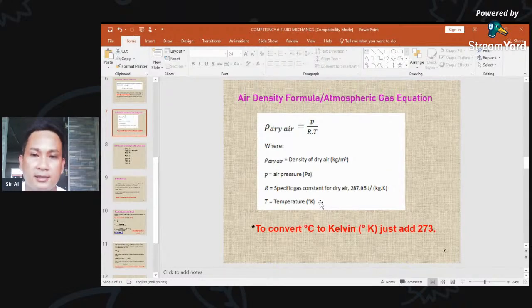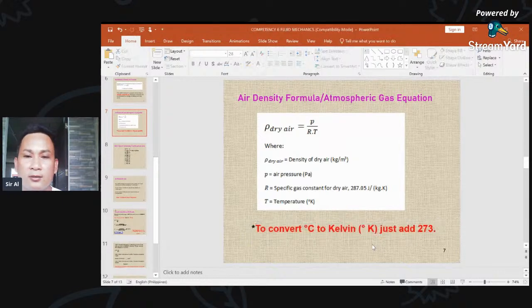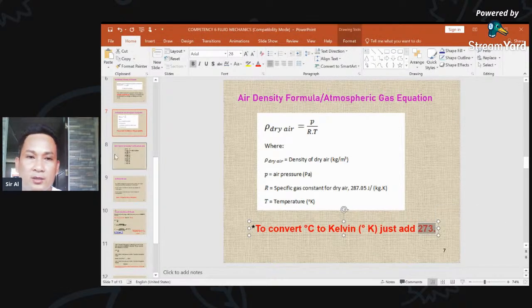In an event that, for example, most of the time the given temperature is in degrees Celsius, you must convert that value to Kelvin by adding 273. I indicated in that slide how to convert degrees Celsius to Kelvin. Just add 273 to the value of degrees Celsius.